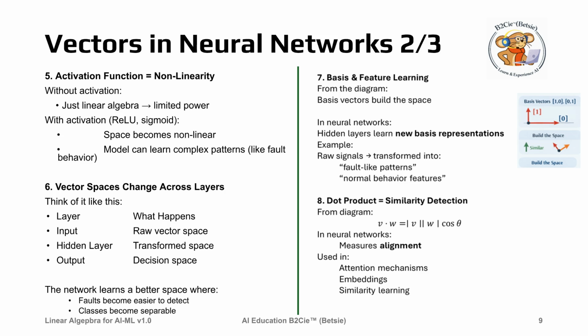In artificial neural networks and deep learning networks, hidden layers run using vectors. Later, while doing activation functions, it will become clearer how the function actually filters data which are useful to the model. The activation function introduces nonlinearity, allowing the model to learn complex patterns. Vector spaces change across layers, transforming raw input space into a decision space. The network learns a better space where patterns are easier to detect.